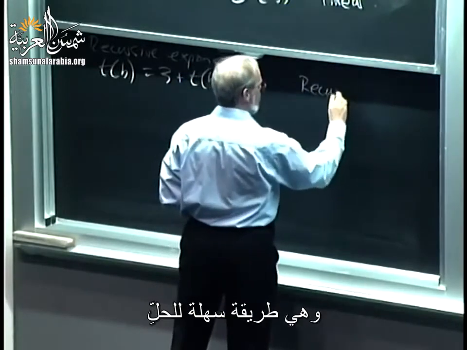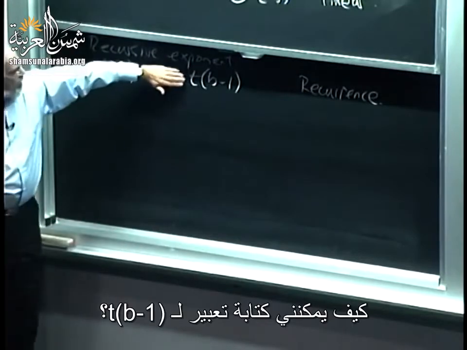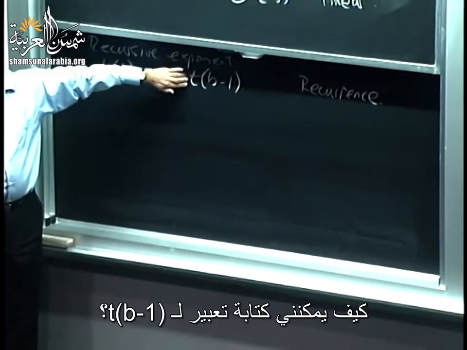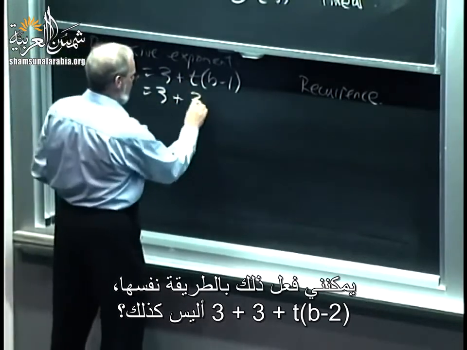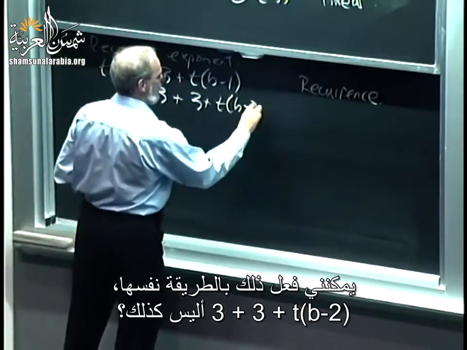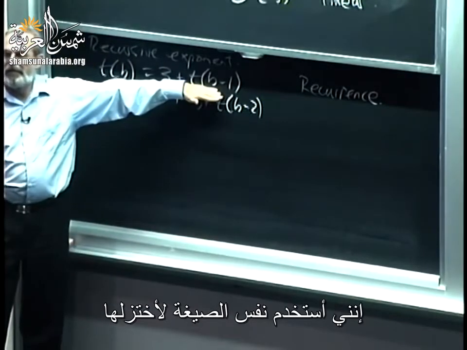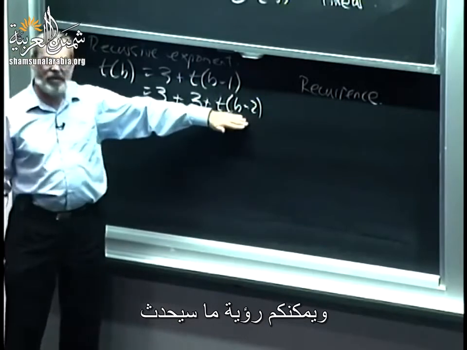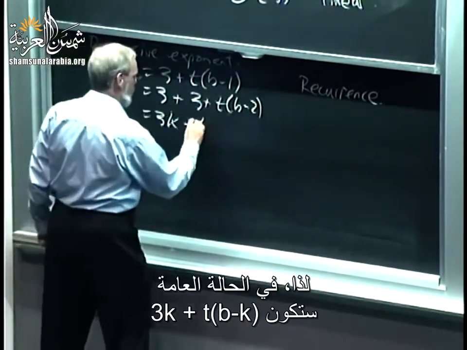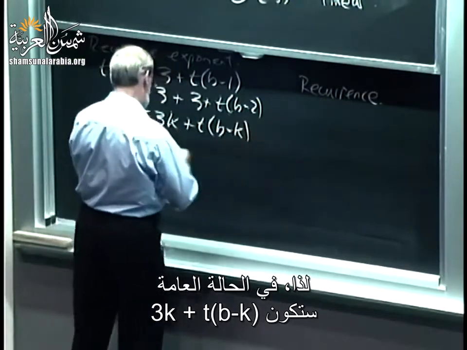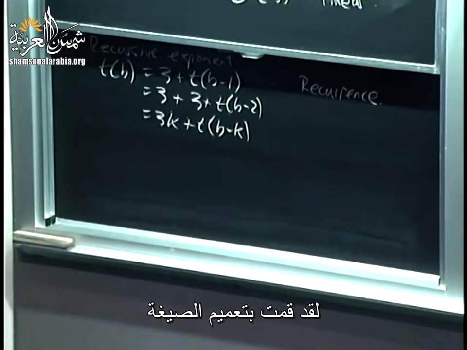There are actually cool ways to solve them. We can kind of eyeball it. In particular, how would I write an expression for t of b minus 1? Well, the same way. This is 3 plus t of b minus 2, right? I'm using exactly the same form to reduce this. And you can see what's going to happen. If I reduce that, it would be 3 plus t of b minus 3. So in general, this is 3k plus t of b minus k. I'm just expanding it out.